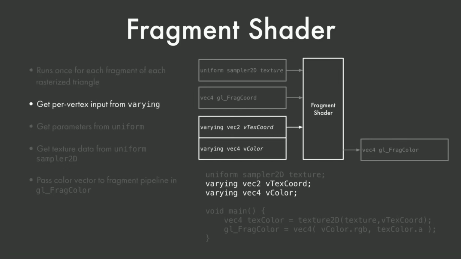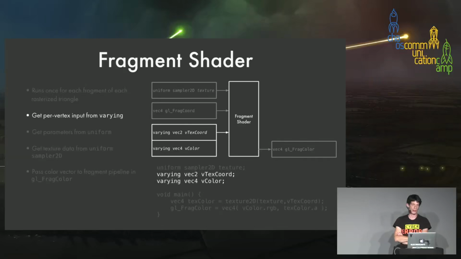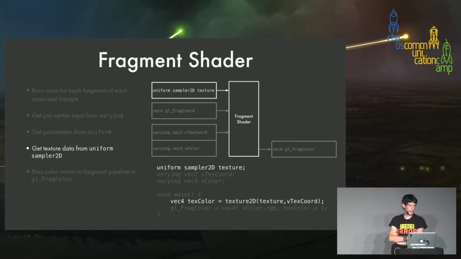We have, again, per-vertex input, as described before. This is what the vertex shader is supposed to supply to the fragment shader in the varying variables. Here we see we have the texture coordinate and color as varying attributes. And then, most importantly, the texture data. Usually, if you want to color one of your fragments, you want to use some kind of bitmap in order to draw a logo or something. And this you do by using a sampler2D uniform variable.